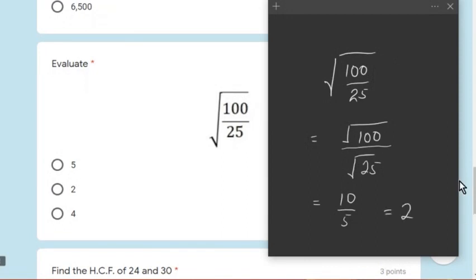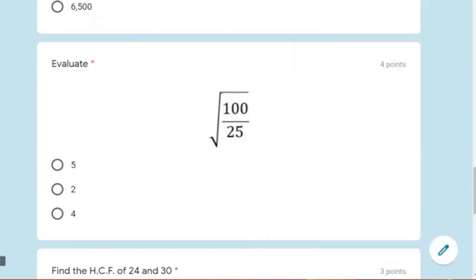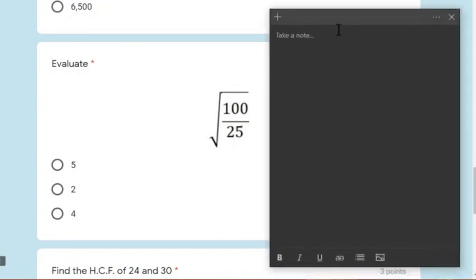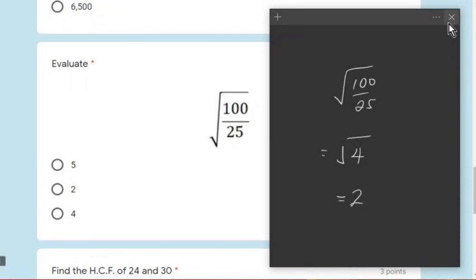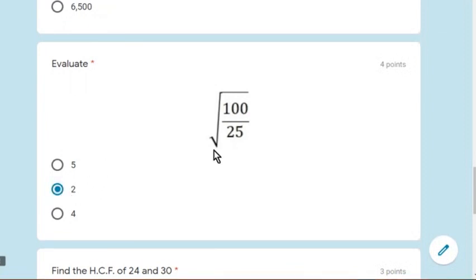Okay, another way of solving this is by just dividing the fractions. So we can have the square root of 100 over 25. I know that 100 over 25 is equal to 4, because 25 will divide 100 4 times, and the square root of 4 is 2. So that is another way of solving it. So the correct answer is 2.